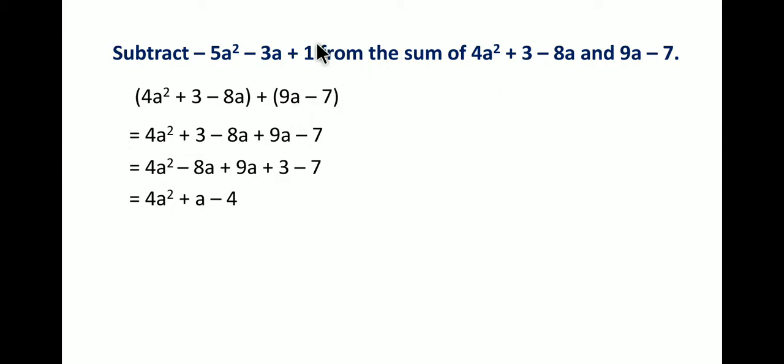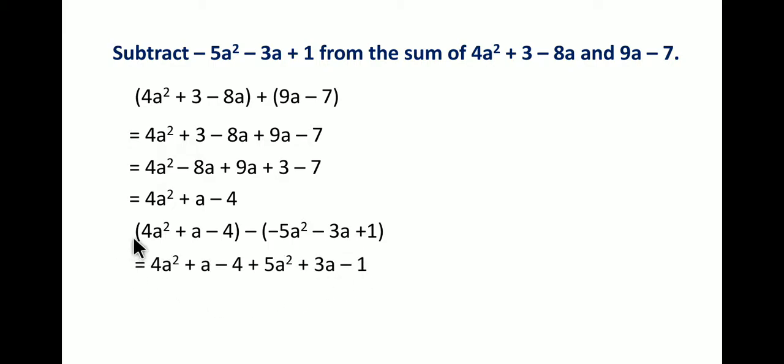Now from this sum, we need to subtract this expression. So this expression 4a squared plus a minus 4 is written first, and from there we will subtract minus 5a squared minus 3a plus 1. Whenever you are adding or subtracting an expression, make sure it is enclosed within brackets, because of this minus sign, the sign is going to change in the next step.